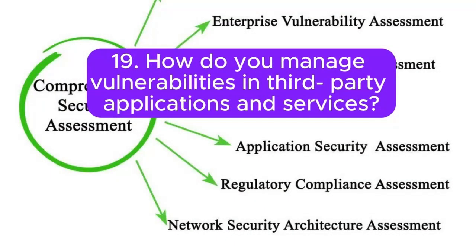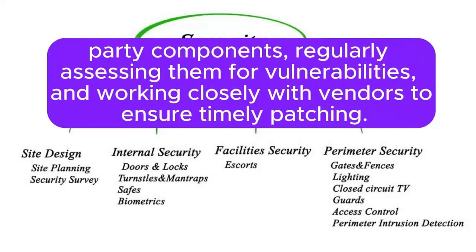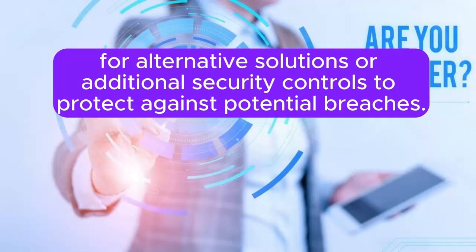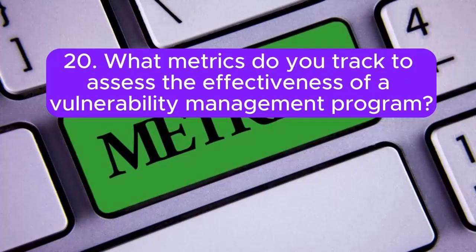19. How do you manage vulnerabilities in third-party applications and services? Answer: Managing vulnerabilities in third-party applications and services involves maintaining an up-to-date inventory of all third-party components, regularly assessing them for vulnerabilities, and working closely with vendors to ensure timely patching. Where vendor support is lacking, I evaluate the risk and look for alternative solutions or additional security controls to protect against potential breaches.